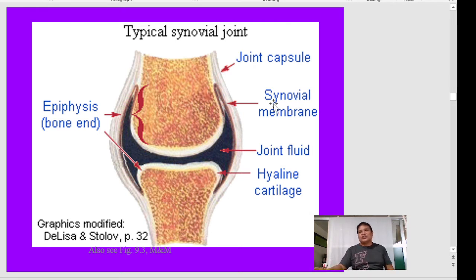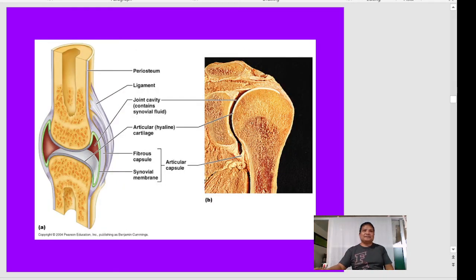So your joint capsule has no fluid. In between the joint capsule and the synovial membrane, there is none. The fluid is in between the two bones that articulate, enclosed by the synovial membrane. So this is your synovial membrane, from here to there, and the fluid is only in the middle. The capsule is very big, so it covers the entire joint.